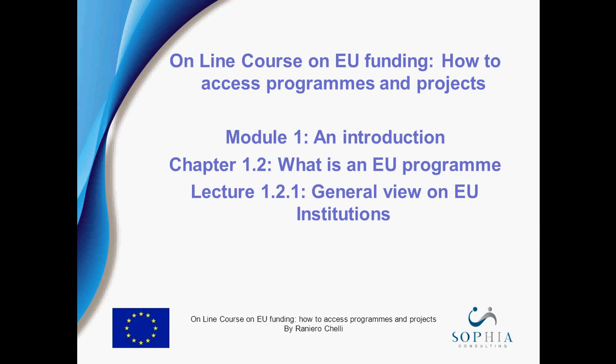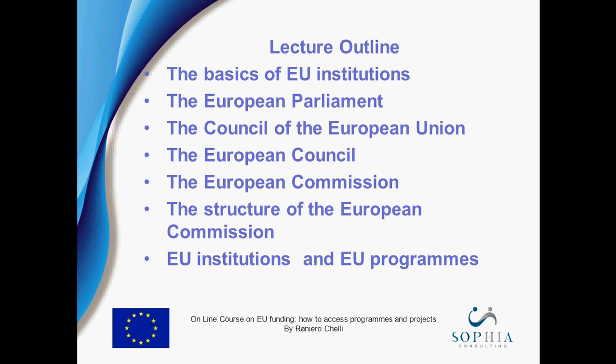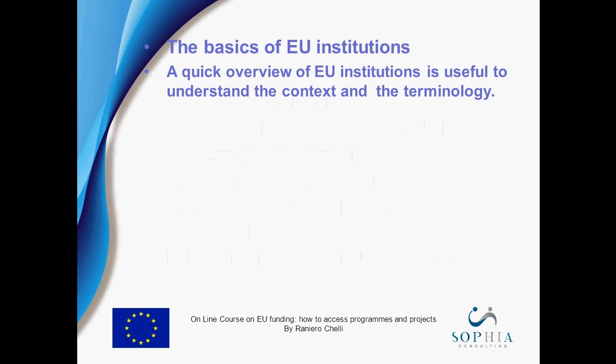Hello everybody, let's go on with this lecture 1.2.1. It's a general view on European institutions, and the structure is the following. We're going to look at the basics of European institutions. We're going to look at the four main EU institutions that we are concerned about. We are going to look at the structure of the European Commission, and then we're going to talk about the role that these institutions play in terms of running European programs.